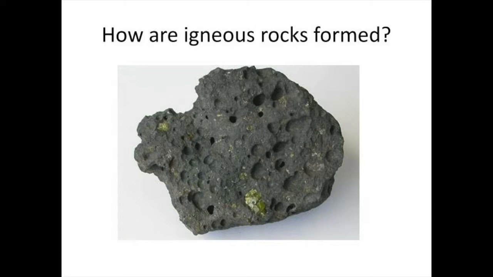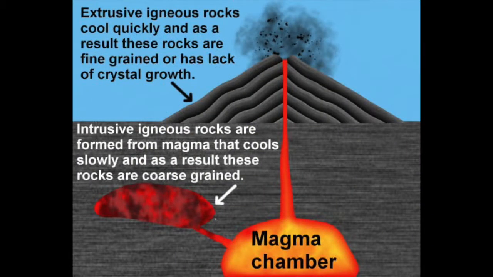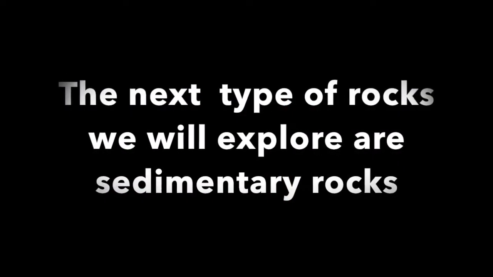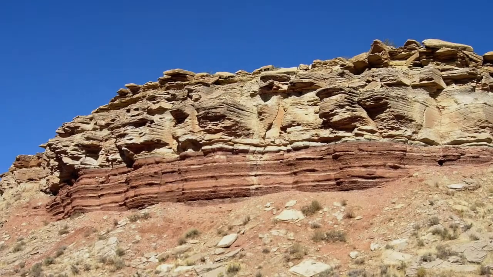Students, we learned how igneous rocks are formed from magma. There are two types of rocks. Extrusive rocks form quickly and they lack crystals, while intrusive rocks take more time and they have a coarse-grained feel. Okay, students, the next type of rock we will review are sedimentary rocks.